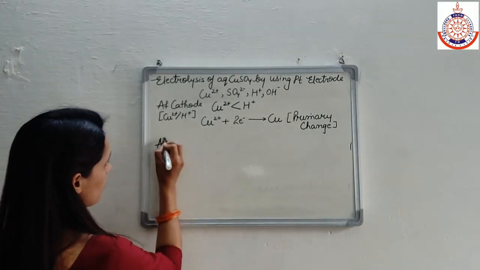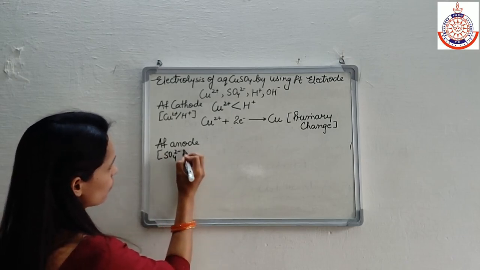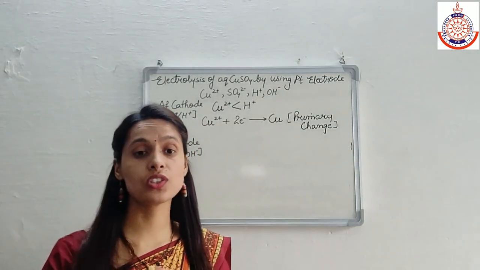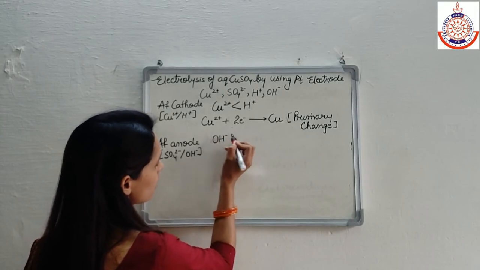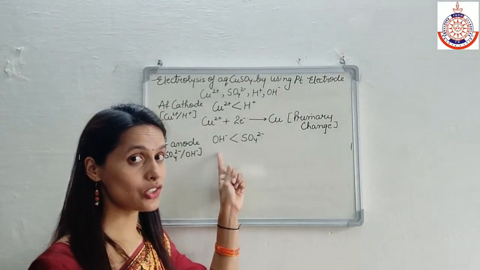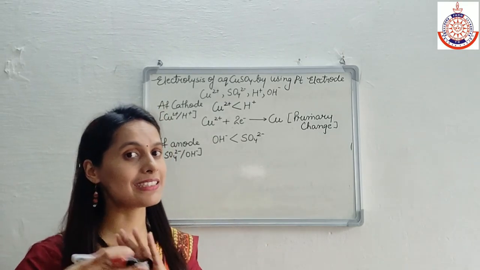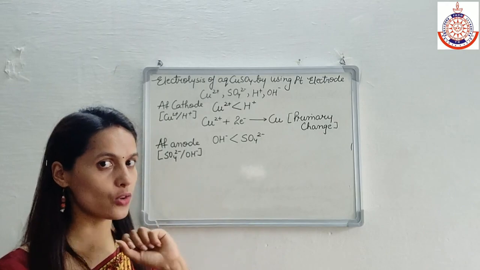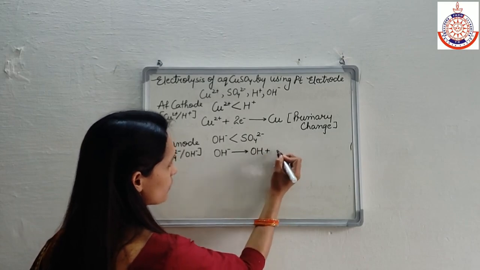Now, at anode, I have two ions, SO4 2 negative and OH negative. Now, which will discharge first? The anion whose discharge potential is less than that of the other ion. The discharge potential of OH negative is less than that of SO4 2 negative. So, OH negative will discharge. In NaCl we studied that Cl negative will discharge, because the discharge potential of Cl negative is less than that of OH negative. Here the discharge potential of OH negative is less than that of SO4 2 negative. So OH negative releases one electron to get converted into OH.